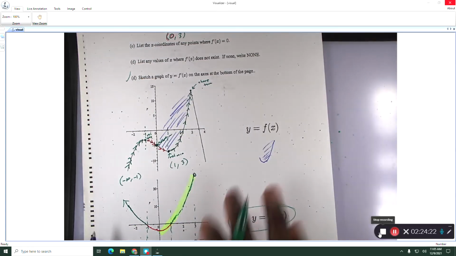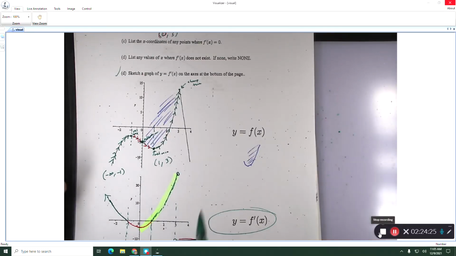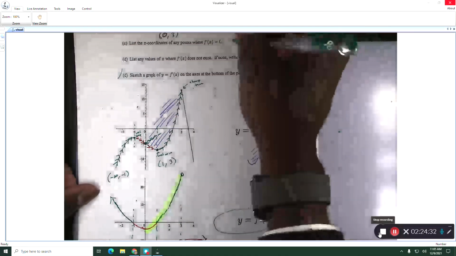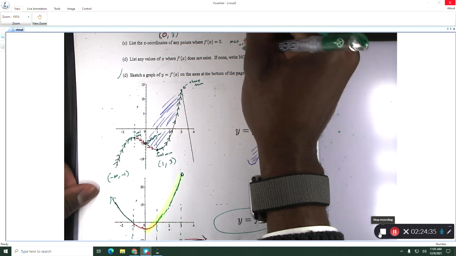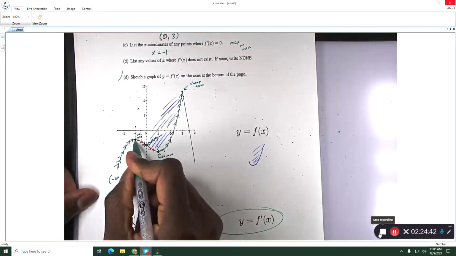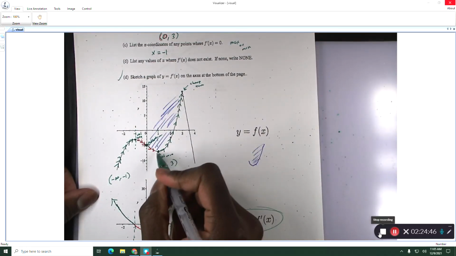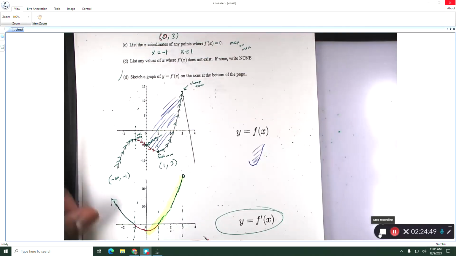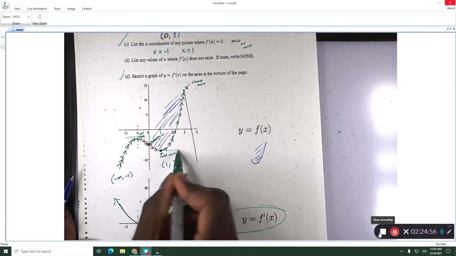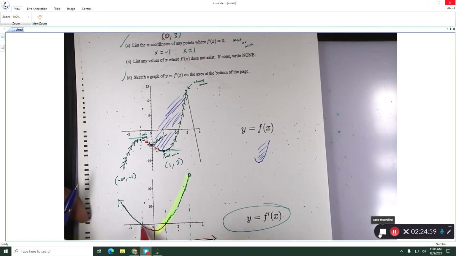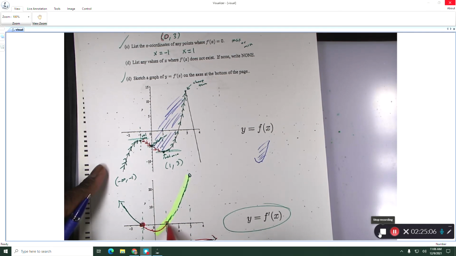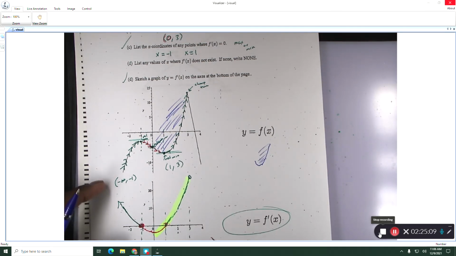It says list the x coordinates of any points where f prime of x equals 0. So any x points where f prime of x equals 0, this is either going to be a maximum or minimum. We have one at x equals negative 1, the relative maximum, and we have one at x equals 1, the relative minimum. Those two places are where the derivative equals 0. And we can see that on our graph. I did this ahead of time just so that we can see. Hey, the derivative function is equal to 0 right here, and it's also equal to 0 right at this moment. Those are the only two places where it's equal to 0.